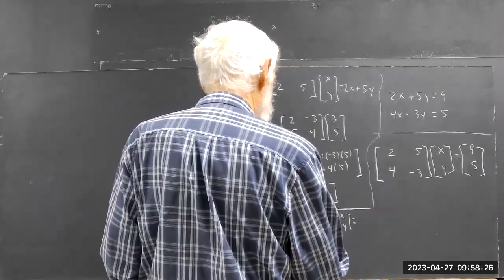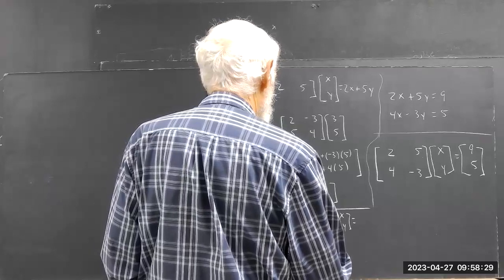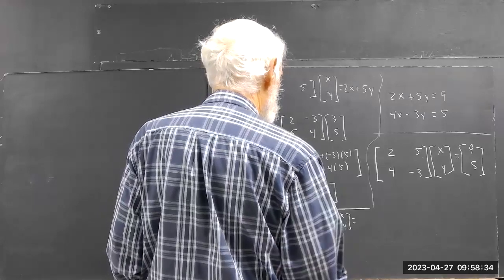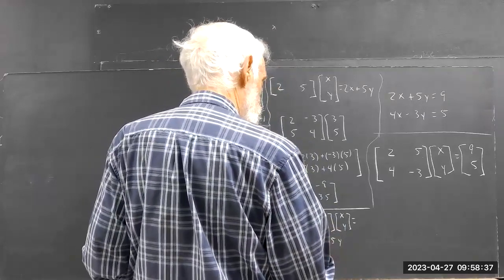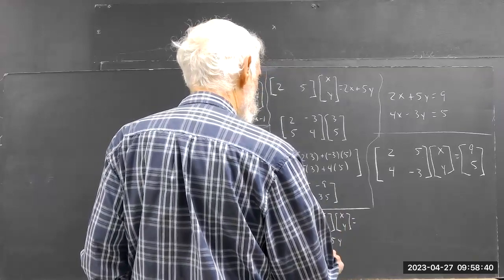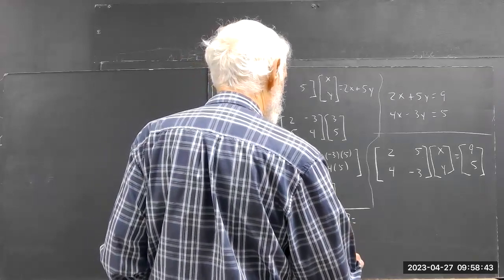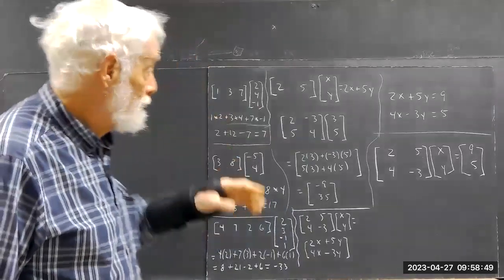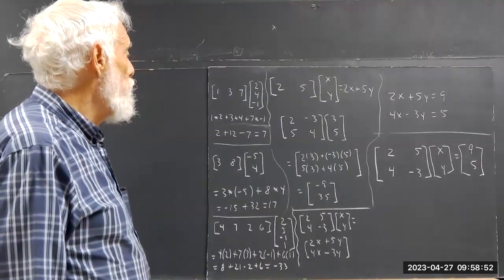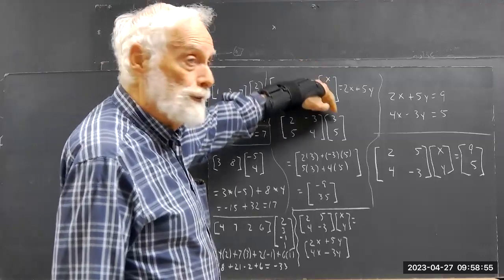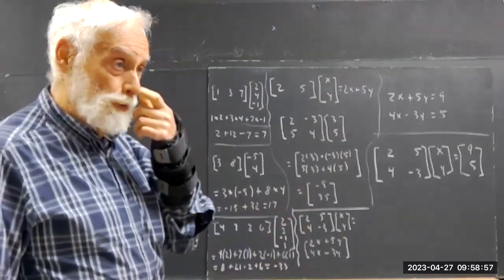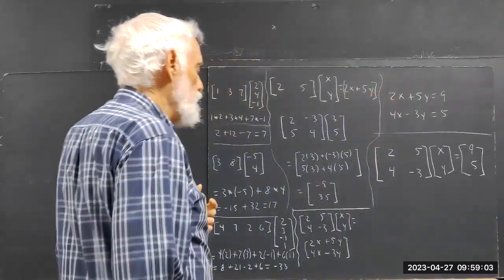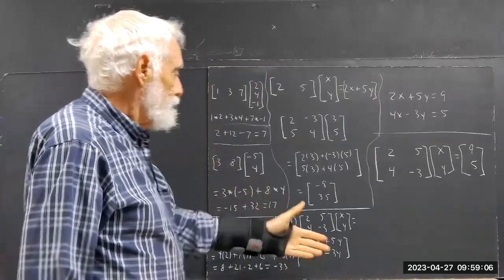First row times a column gives us 2 times x plus 5 times 1. Second row by the column gives us 4 times x and negative 3 times 1. And we put brackets around. Yeah, we've always used brackets, except when we just multiply a single row by a single column. We don't officially need the brackets. It's probably not a bad idea to put them there too.